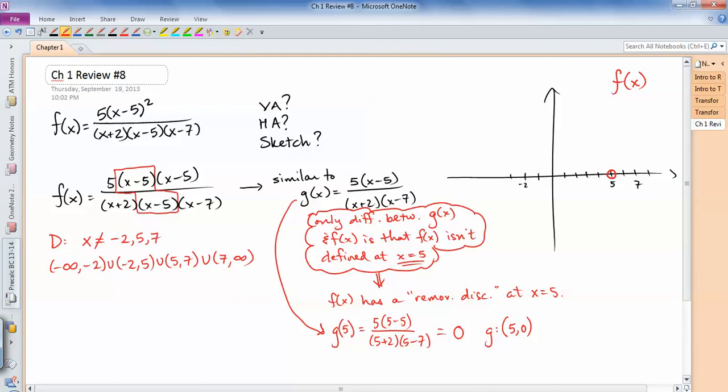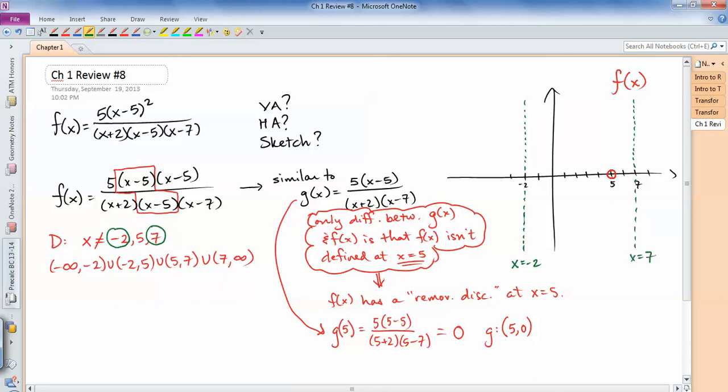The other two things in the denominator where the domain is messed up, that would be here at -2 and at 7. Well, those don't cancel with anything in the original function. So that's where we would assume that there are vertical asymptotes. Those are the ones that don't cancel with the numerator. So at -2, I'm going to draw a vertical asymptote. And at 7, I'm going to draw another vertical asymptote here.